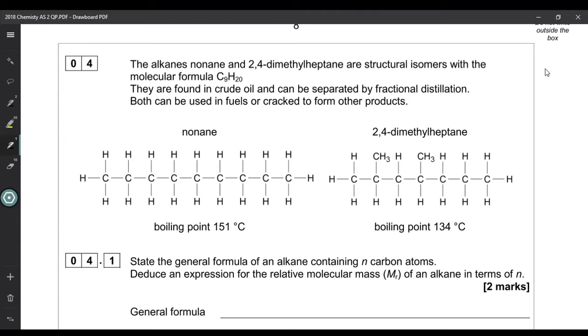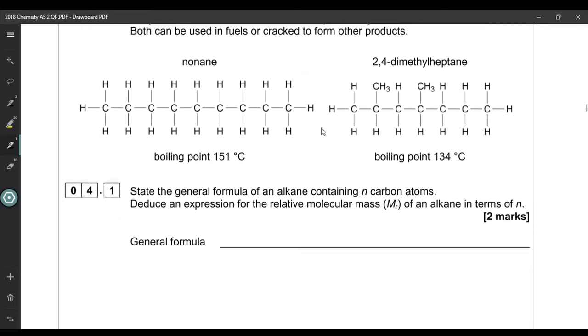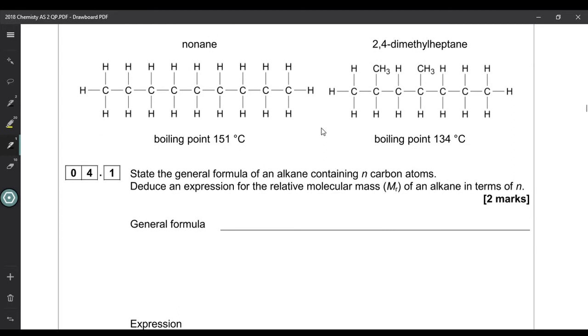So question 4 is a question about alkanes. We're given the structure of 2 alkanes here and told that they're found in crude oil and can be separated by fractional distillation. Both can be used in fuels or cracked to form other products. So 4.1, we're asked to state the general formula of an alkane containing N carbons, then deduce the expression of the molecular mass of an alkane in terms of N.